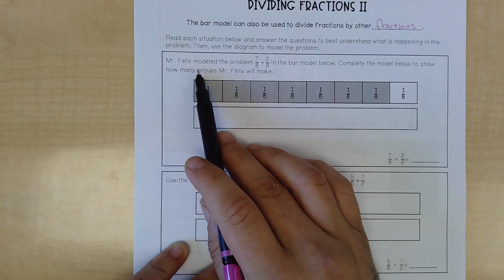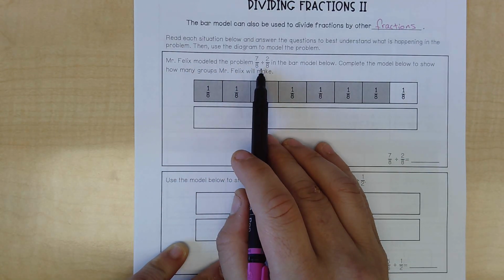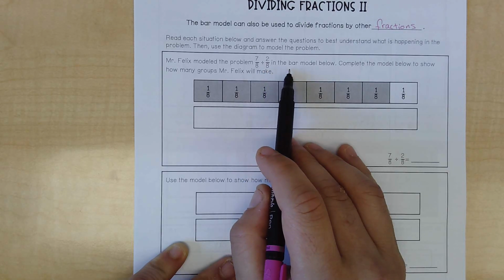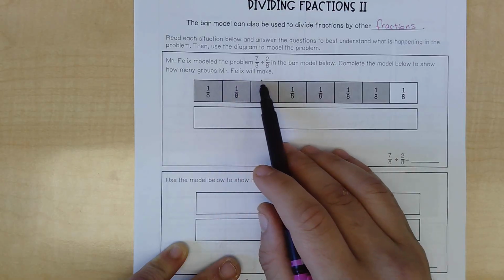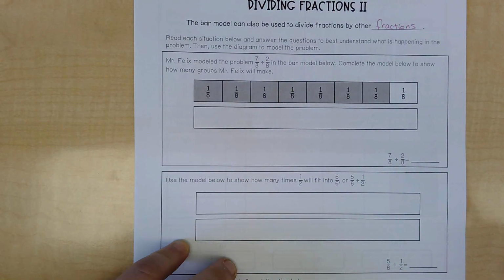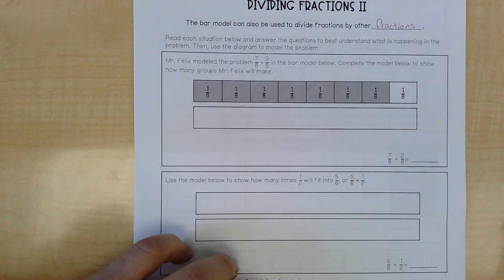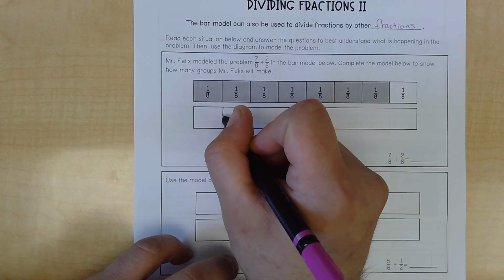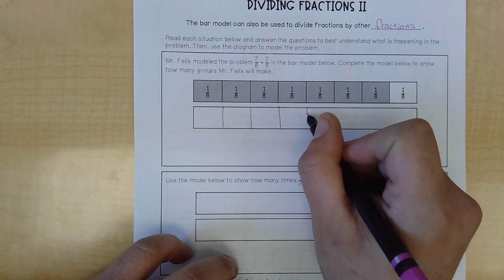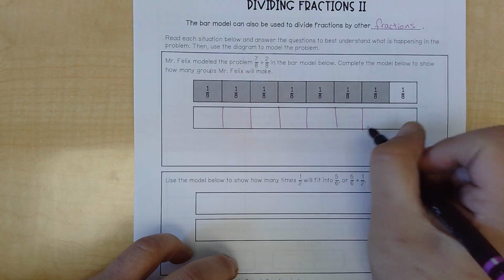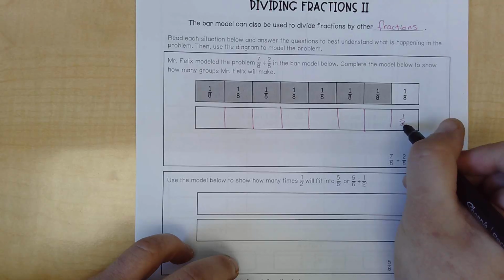It says Mr. Felix modeled the problem 7/8 divided by 2/8 in the bar model below. Complete the model below to show how many groups Mr. Felix will make. So that's fine. What I'm going to do is partition my bottom fraction bar into eighths as well. And of course, I'm going to label them all as 1/8.